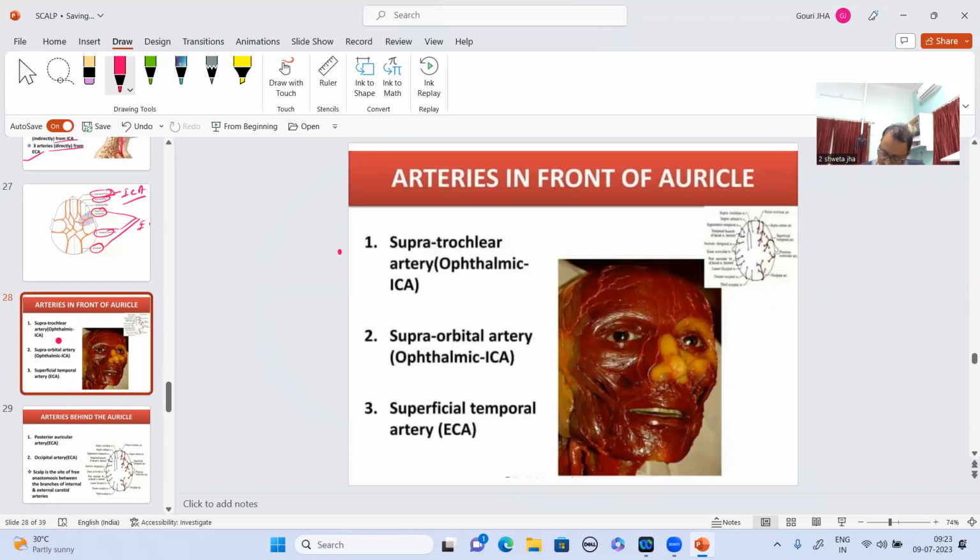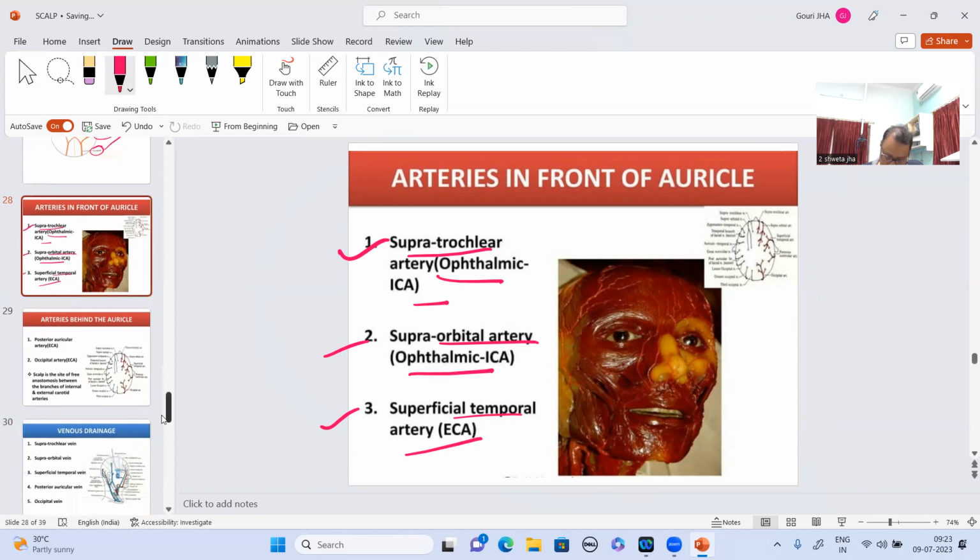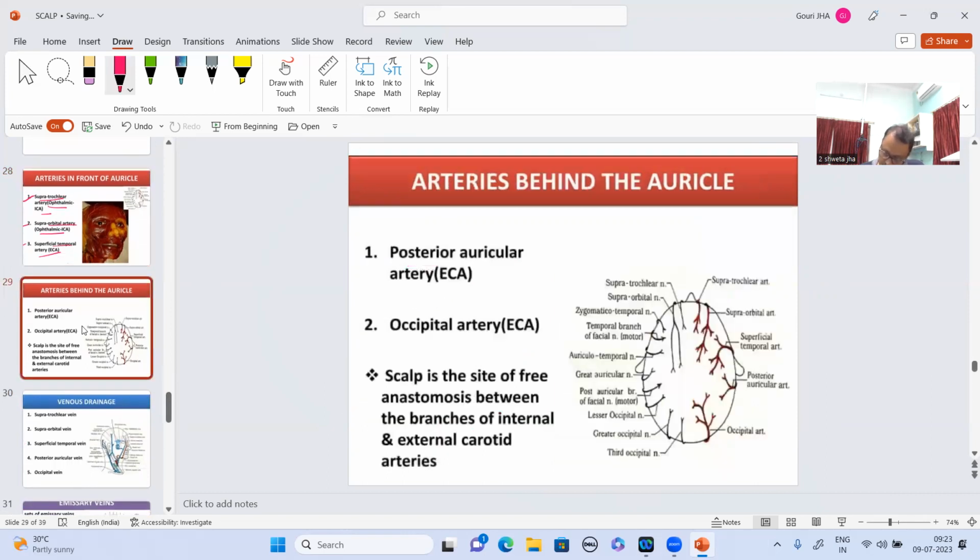In the front region, we have got the supratrochlear artery, which is a branch of the ophthalmic artery. The supraorbital artery is also a branch of the ophthalmic artery, which in turn is a branch of the internal carotid artery. The superficial temporal artery is a branch of the external carotid artery, which I have just told you. Now, the posterior auricular artery is a branch of the external carotid artery, and the occipital artery is also a branch of the external carotid artery. And this is the potential space where there is an anastomosis between the external carotid artery and the internal carotid artery.